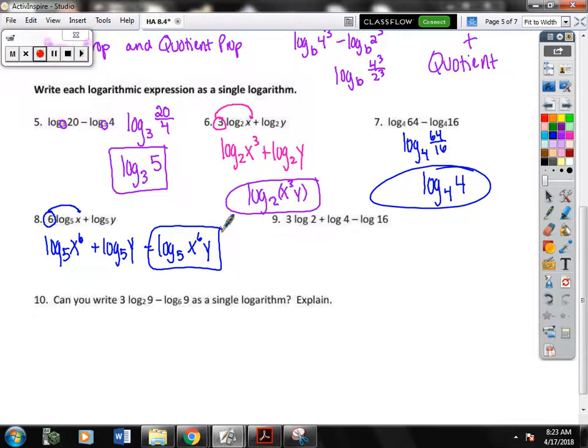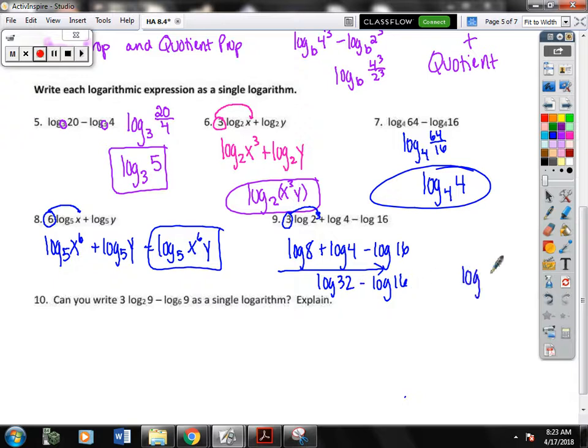9 was the hardest one. It had all of the properties in one. Power, product, and quotient. So again, you always want to do the power rule first. We'll move that up here. So that becomes 2 to the 3rd. You want to evaluate what 2 to the 3rd is. So that would be log of 8 plus log of 4 minus log of 16. You do want to go in order from left to right, just like you would read using order of operations. So we'll multiply these first to get log 32. And then we see subtraction, which is division, so we'll get log 2.